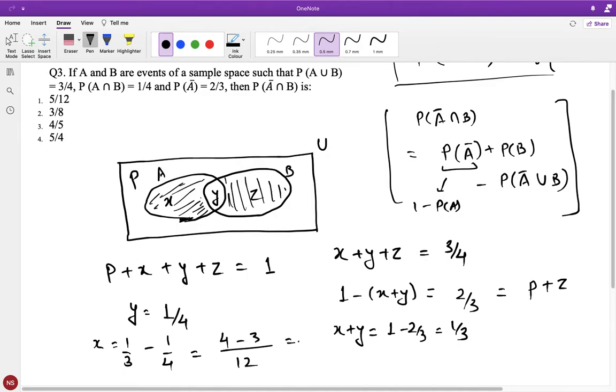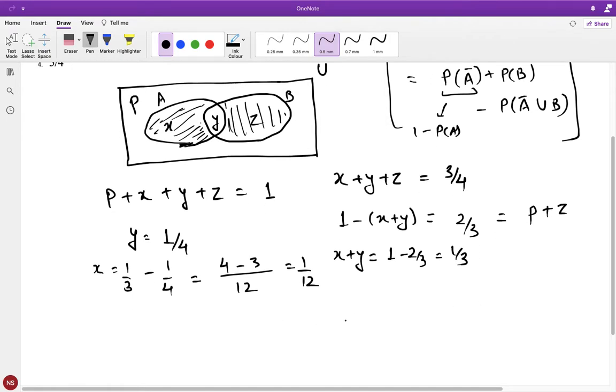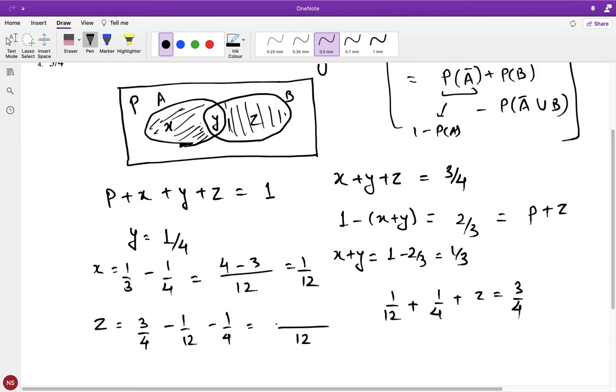4 minus 3. So X is 1 by 12, Y is 1 by 4. What is Z? From here we can find out Z. X is 1 by 12, Y is 1 by 4, plus Z is 3 by 4. So what is Z? Z is 3 by 4 minus 1 by 12 minus 1 by 4. Take 12 as LCM. 9 minus 1 minus 3. So 5 by 12. Z is 5 by 12.